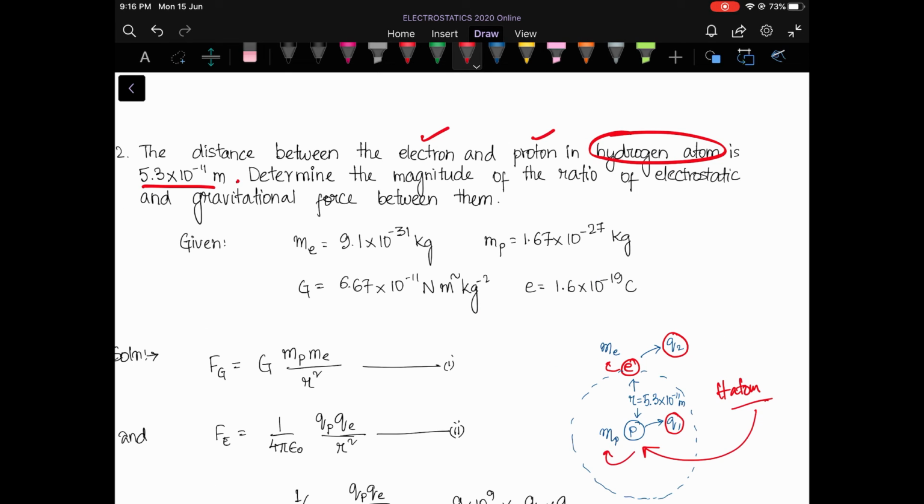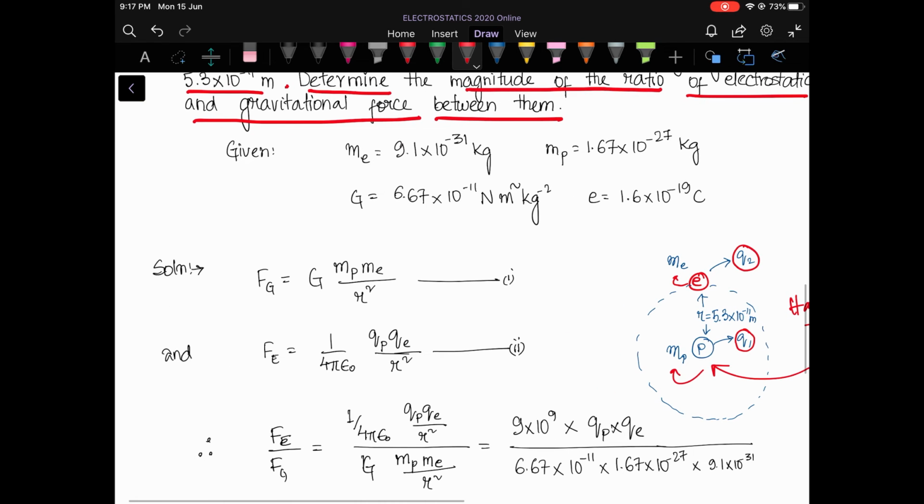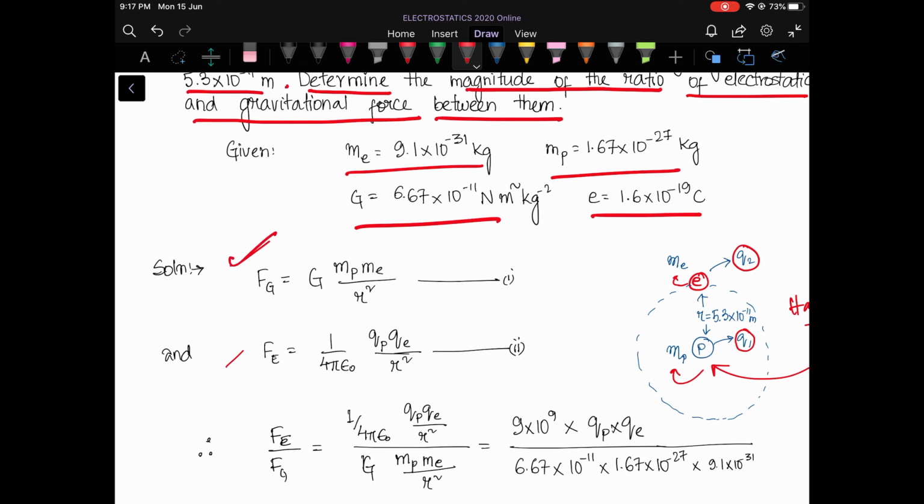When you read the question, it says determine the magnitude of the ratio of electrostatic and the gravitational force between them. Since these two are charges, they will have electrostatic force, and since they also have masses, they will have gravitational force. So we need to find the ratio between these two forces. They have given the mass of proton and electron, the gravitational constant, and the value of e. So when we write the force of gravity, we must write the universal gravitational constant, mass of proton, mass of electron divided by distance square.